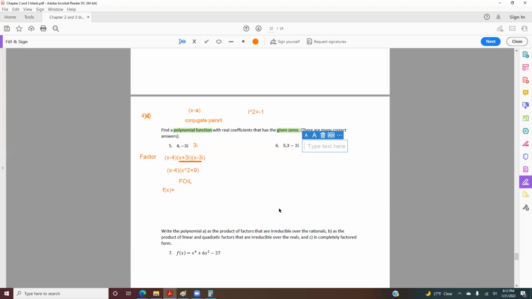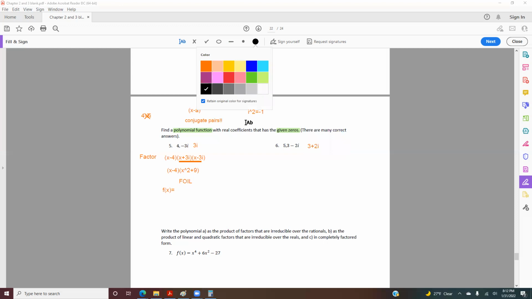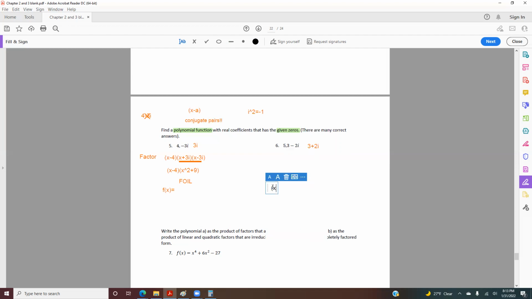Would it be 3 plus 2i? Very good. Okay, so don't forget, this is called the conjugate pairs. Now we're going to write this in factor form. So how do you write this in factor form? For 5, it's not too difficult to write because it becomes x minus 5. Does anyone know how to write 3 minus 2i in factor form?